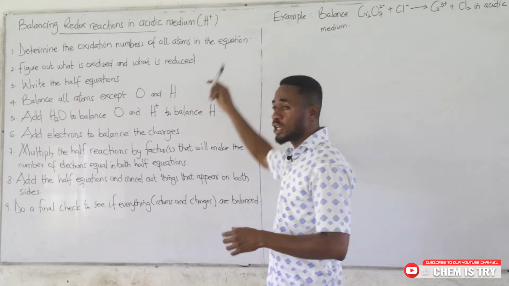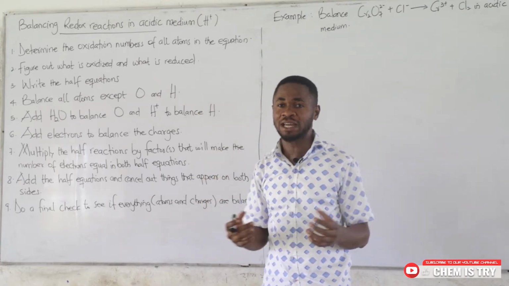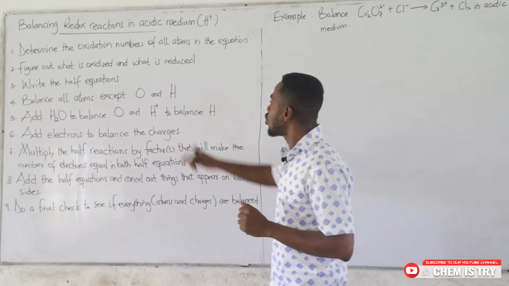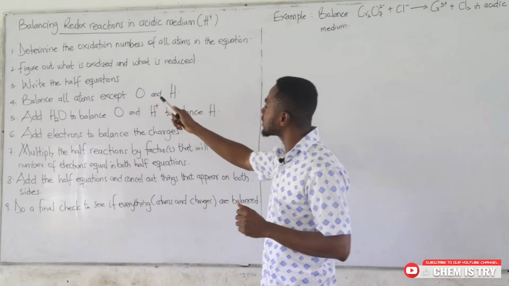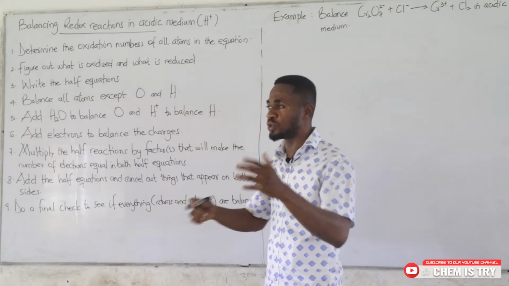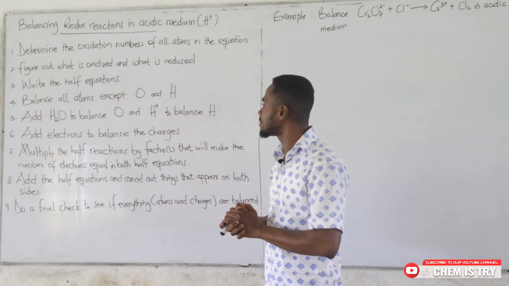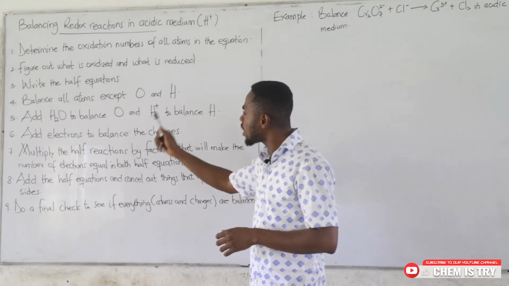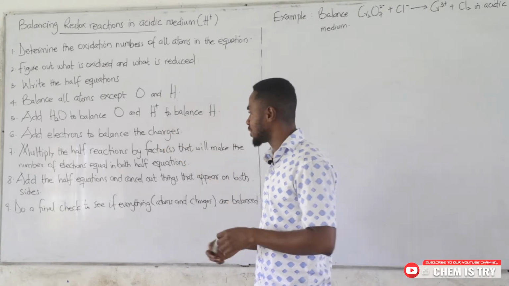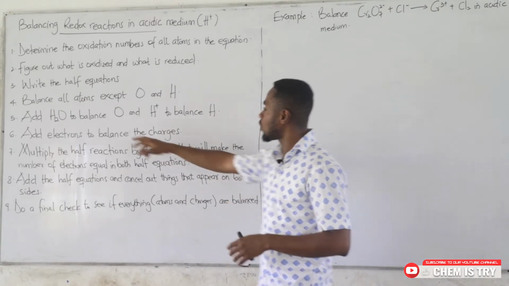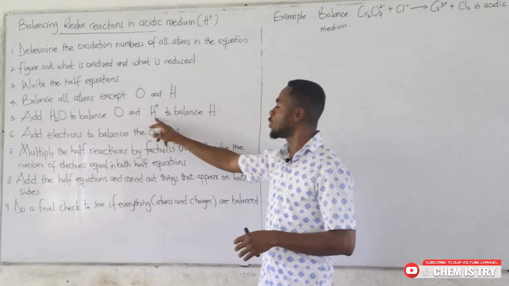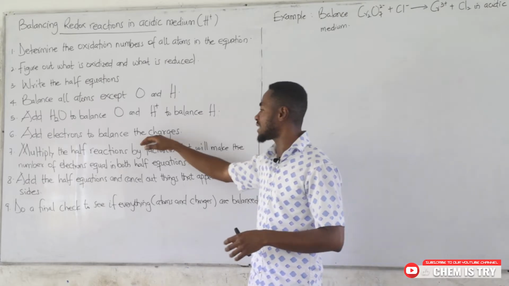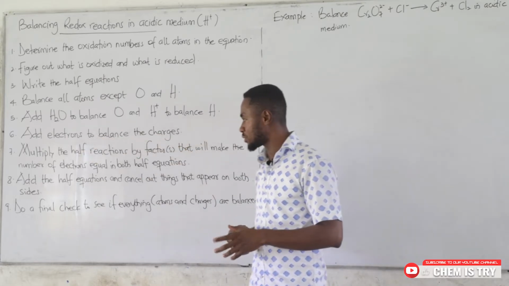And to do that, we need to have the rules for assigning oxidation numbers at our fingertips. Now, we also want to figure out what is oxidized and what is reduced in the chemical equation. Then, we will write the half equations, then balance all atoms except oxygen and hydrogen. We then add water to balance oxygen and hydrogen ions to balance hydrogen. To balance the charges, we add electrons.